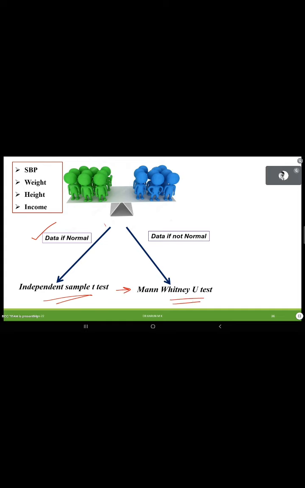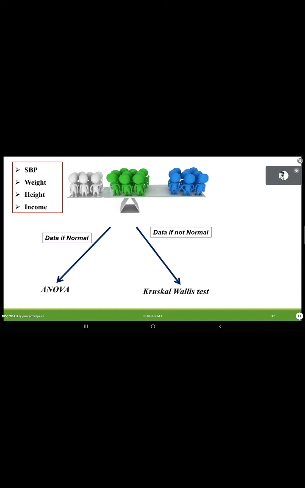So the Mann-Whitney U-test is the non-parametric analog of the independent sample t-test. Similarly, for more than two groups, if data follows normality, you should go for ANOVA. If data violates the assumption, you should go for Kruskal-Wallis ANOVA. Is that clear? Yes, sir. Okay, if you have any doubt, you can ask me.